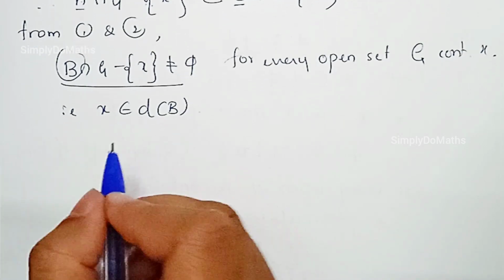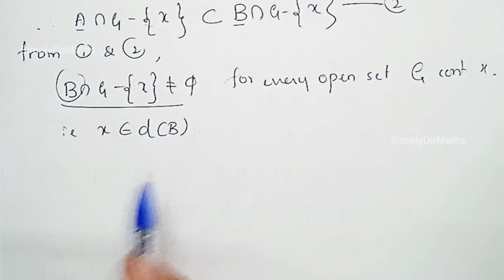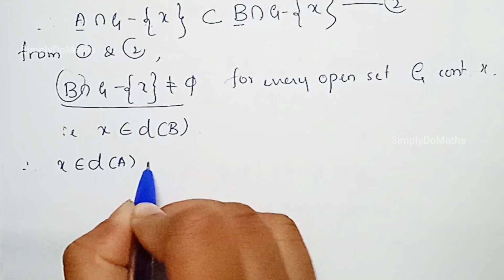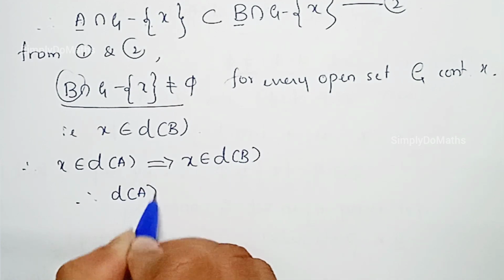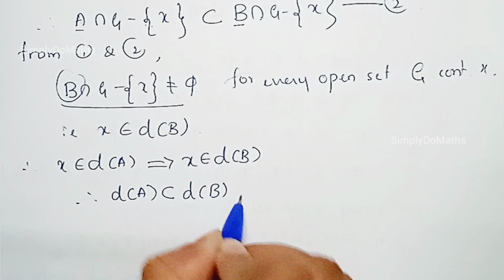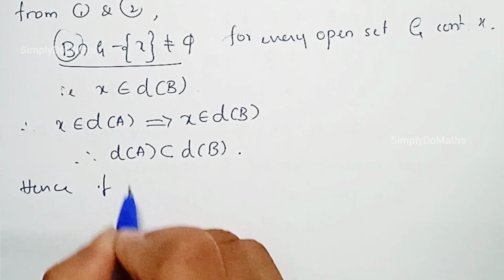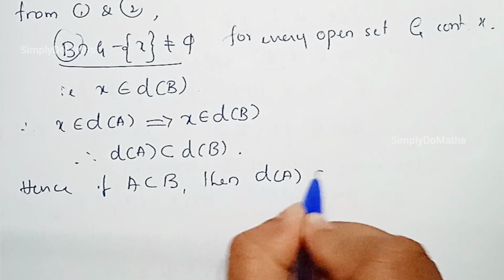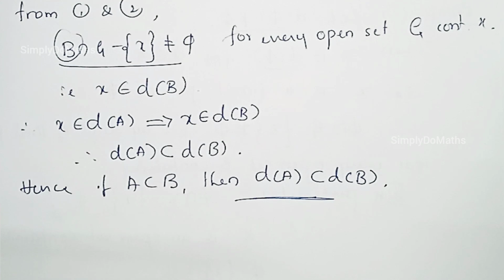So X belongs to the derived set of B. We took X belongs to the derived set of A, and we come up to X belongs to the derived set of B. Therefore, X belongs to the derived set of A implies X belongs to the derived set of B. Therefore, the derived set of A is a subset of the derived set of B. Hence, if A is a subset of B, then the derived set of A is a subset of the derived set of B. This is the second part.